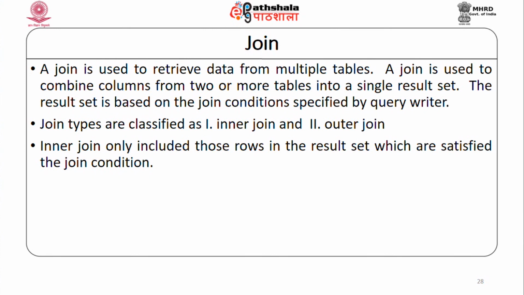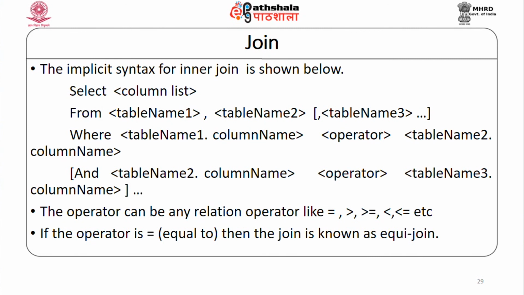So, when you provide any condition, this is known as a theta join. Based on that condition, the particular records are selected and displayed in the result set. Now, there are two types of syntax for join, implicit and explicit. You can use any of them.